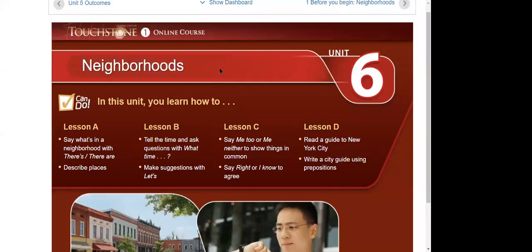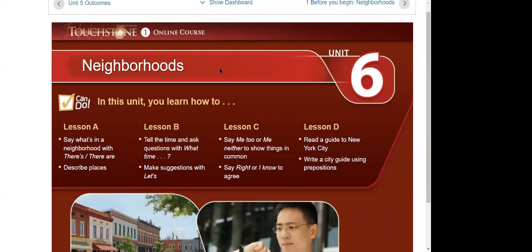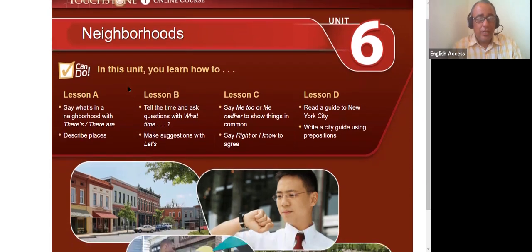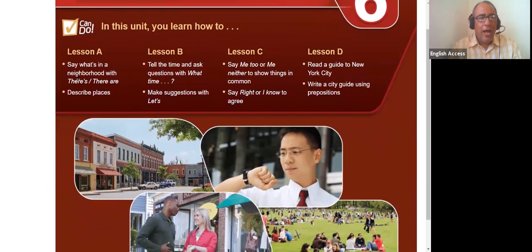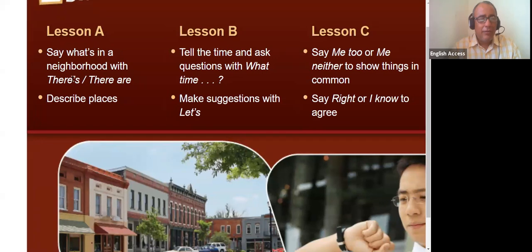What is neighborhood? Vecino. Exact. That's my neighbor. But neighborhood is the place you live. Es el lugar donde vives. Neighborhood means vecindario o colonia in Spanish. And in this unit, you are going to learn in lesson A how to say what's in a neighborhood using there is and there are. There is or there's are going to be used to describe places, the place where we live or our city.